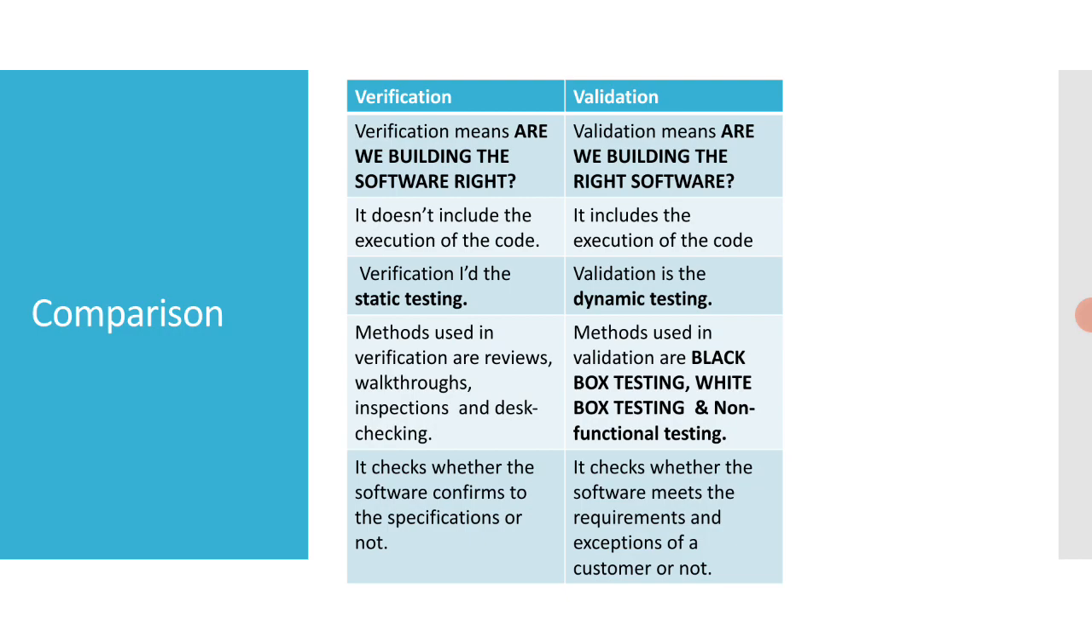That means we will be doing verifications by reviewing each and every change in the code, or walkthroughs like how it is going through, inspections and desk checking. Whereas in validation, we do after building the debug version, then we will do the black box testing, white box testing tool, and then some non-functional testings, and then we'll confirm.